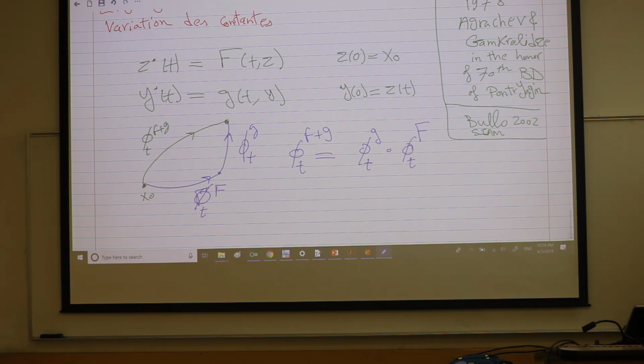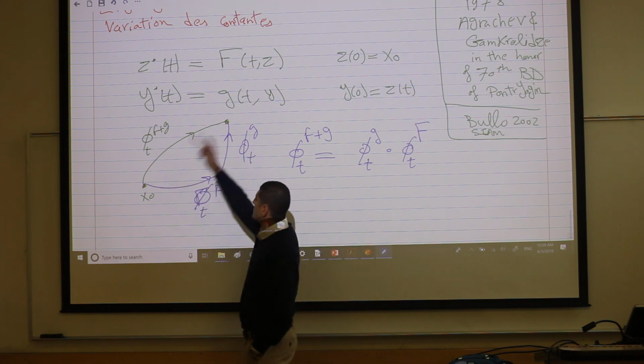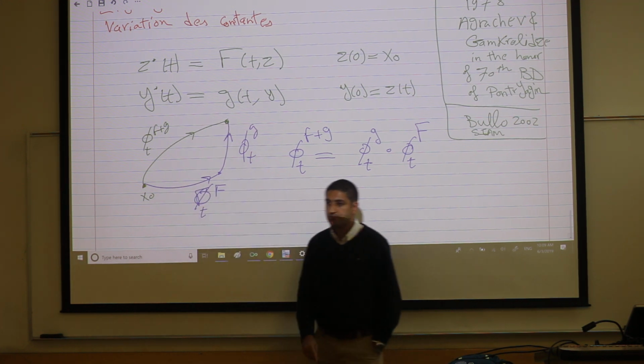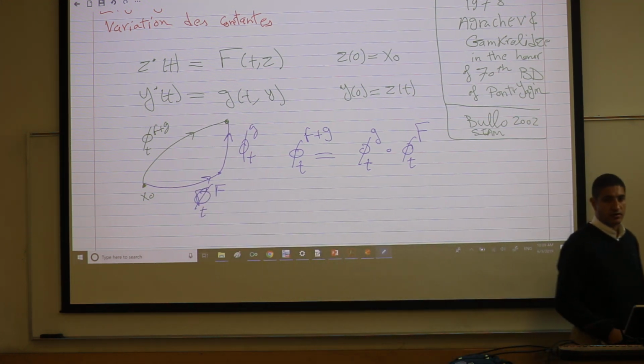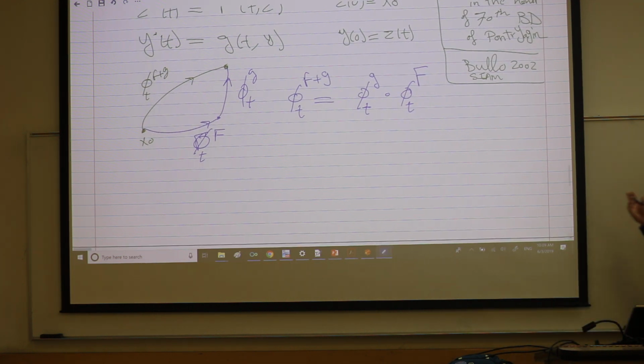How long do I flow along the second? Whatever, what do you mean? It's t all over. So if you want to flow here for 10 seconds, wait 10 seconds and then 10 seconds. Any question? Okay, so this is for all times. This is for any time.